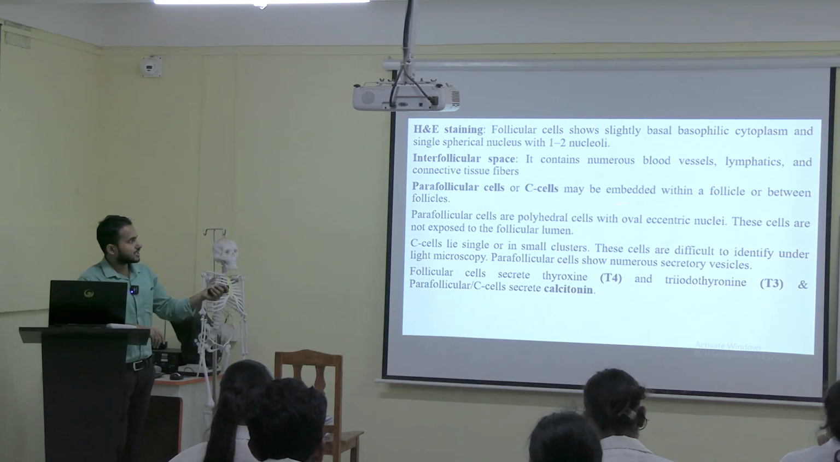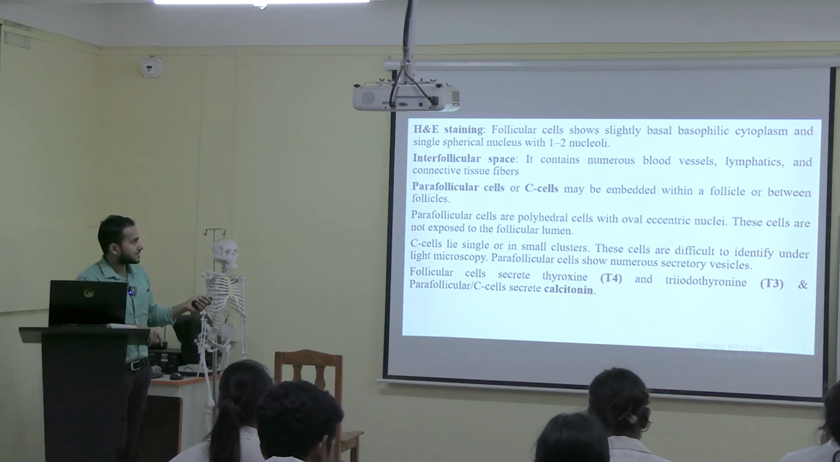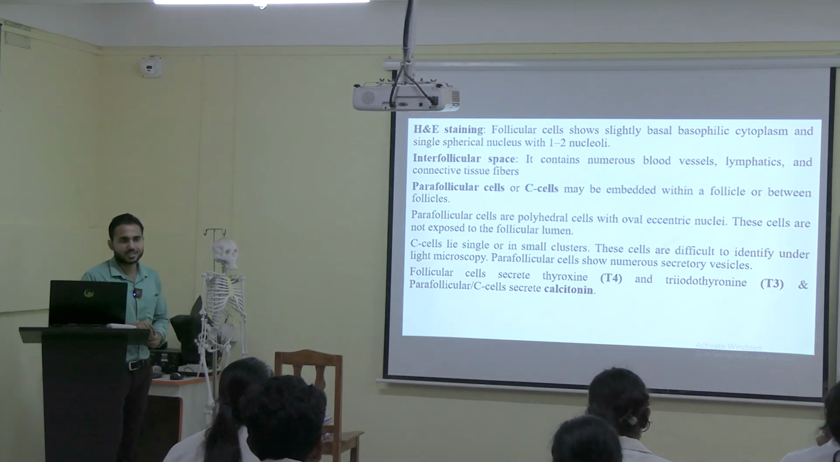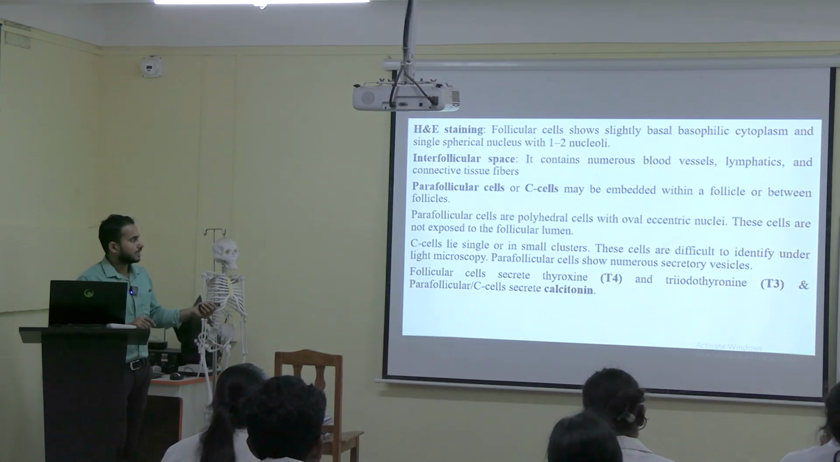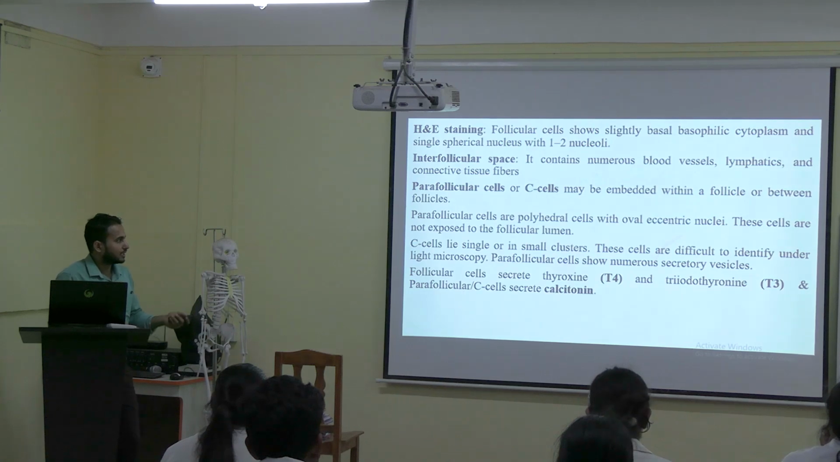Now, these parafollicular cells are embedded either on the follicle or in between the follicles. These are polyhedral cells with oval eccentric nuclei. Cells are single or in small clusters, mostly in the form of clusters. These cells are difficult to identify under light microscopy. Parafollicular cells show numerous secretory vesicles on the apical part of the cell.